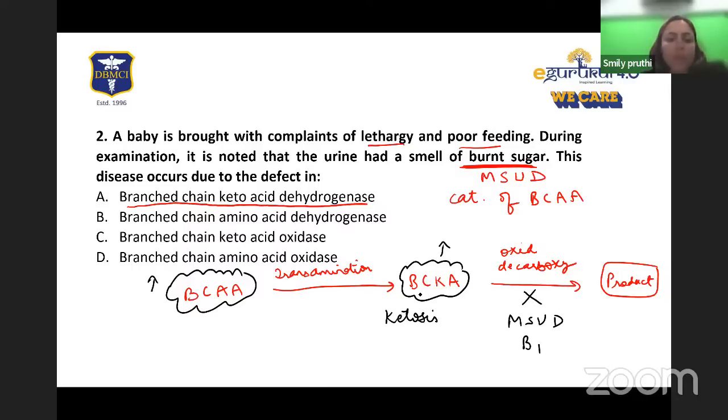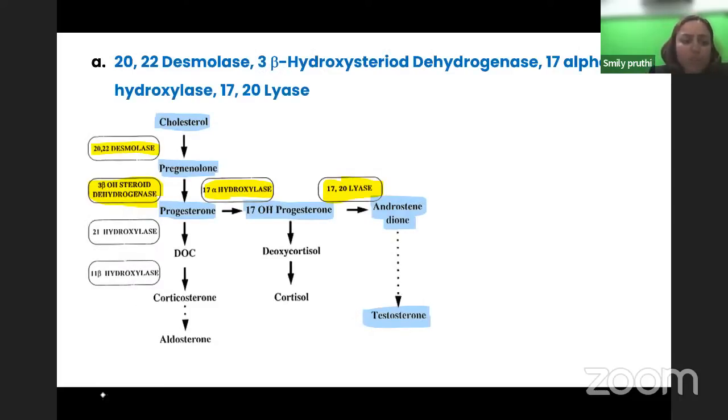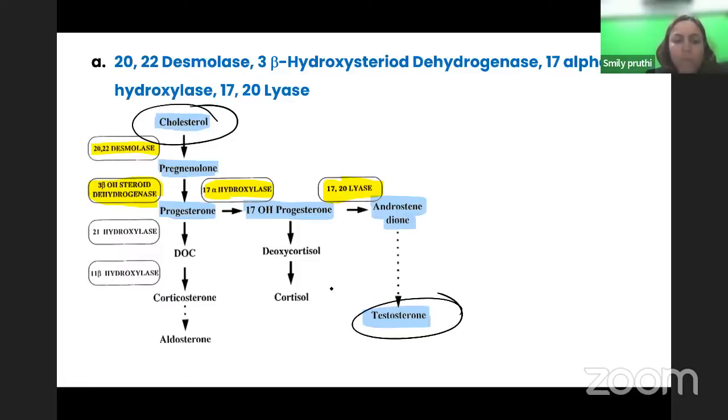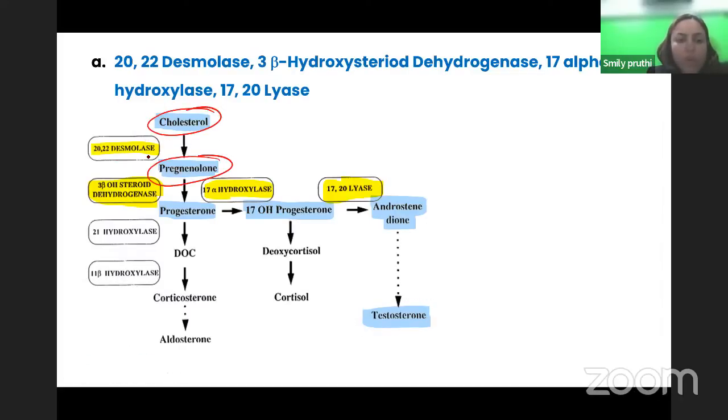Okay. Next, choose the right sequence of steps in the conversion of cholesterol to testosterone. So let's see on the next slide, the conversion of cholesterol to testosterone. Cholesterol gets converted to aldosterone, cortisone also. Here we have to see the enzymes required till the formation of testosterone. Cholesterol to pregnenolone, the enzyme is desmolase. There's no need to learn this full complex pathway of cholesterol to testosterone synthesis. You can just cram this question a little bit. See, some questions are asked like once in 5 years.